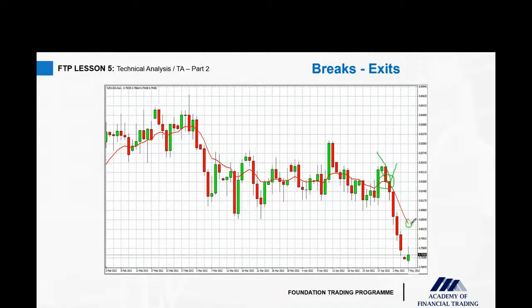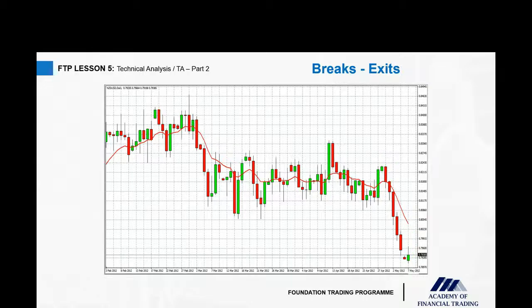You could have your profit exit at the value of the moving average, so that if the market goes back up to that area, you are out and realized your profit. That's quite nice. Okay, we look at another one.